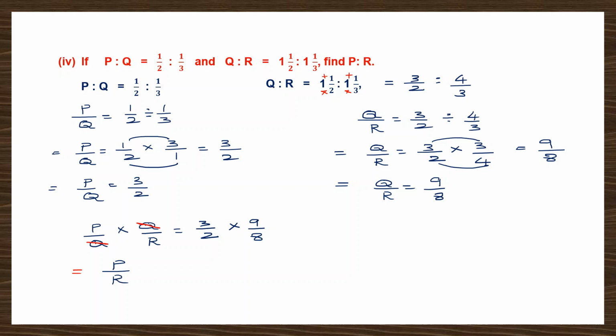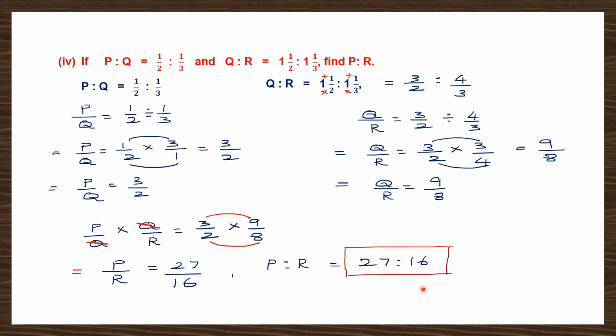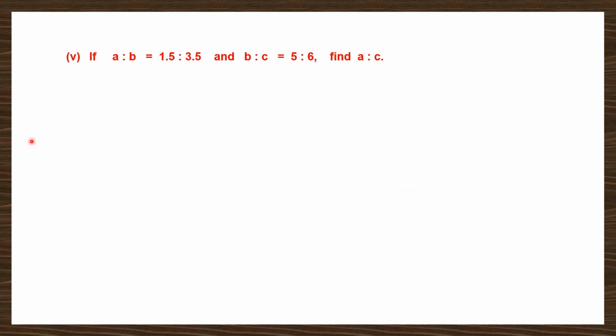The Q has gone. Now on the other side also, let's cancel what we can. Now there's nothing to cancel. So we're going to multiply the numerators and the denominators. 3 9s are 27 and 2 8s are 16. So P by R is equal to 27 by 16 or P is to R. P is to R is 27 is to 16. So go back to the question and see what we've been asked to find. Find P is to R. And we have found P is to R. And how much is that? 27 is to 16.